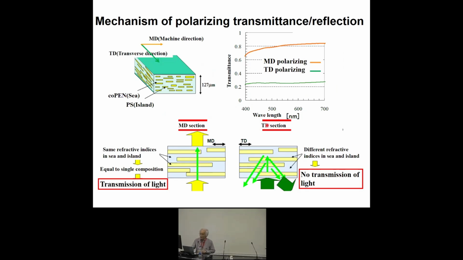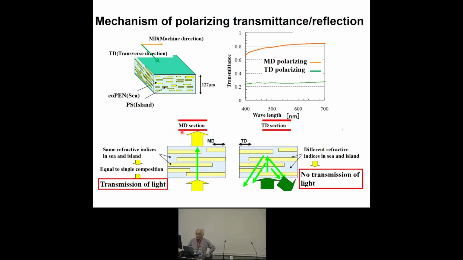This slide shows the mechanism of polarization, polarizing transmittance and reflection. This is the structure of a polymer alloy brightness improved film, namely the C and iron structure. So in this case, C is PEN and iron is PS. So this direction is the transverse direction, and this is the machine direction. So the structure is a little bit different. So according to the difference, the light behavior is slightly different.